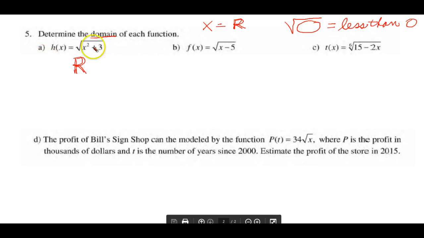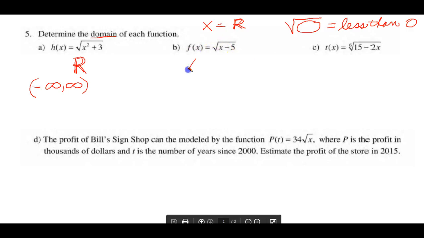Now, how do we write that in interval notation? Well, we said it was from negative infinity to positive infinity. Okay. Now for these, and we have done some of these before, we want to see what value of x would make our radicand negative, that is, less than 0. So we're going to find what are the values.